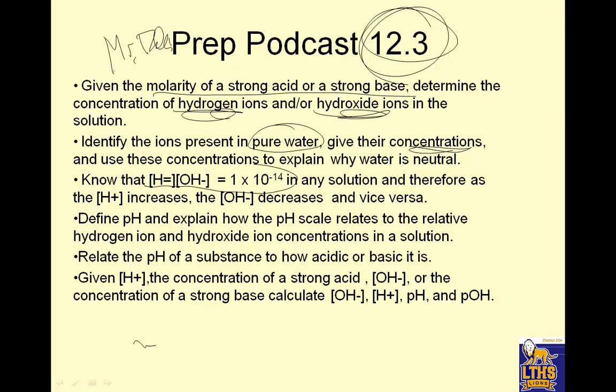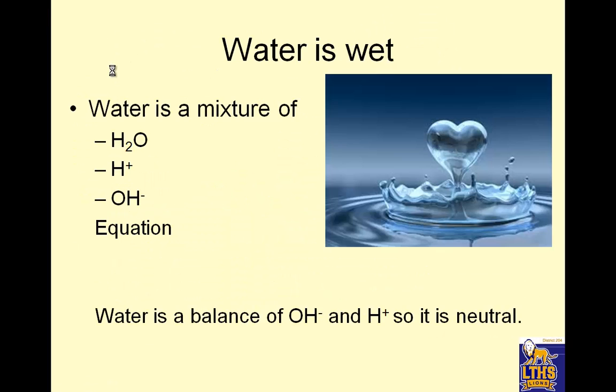Know this formula, and that is H positive goes up, OH negative goes down. Define pH a little bit better. Explain how the pH scale relates to hydrogen ion, hydroxide ion. And relate pH to acidity. And calculate pHs. So let's hop right into it.